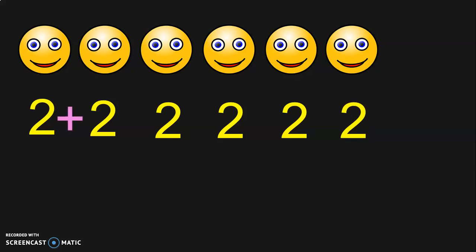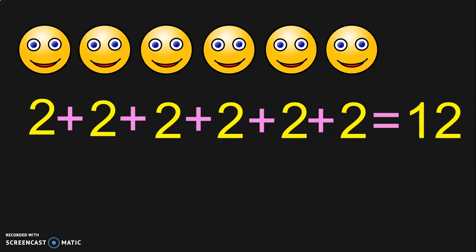Next, what do we do to find the total number of eyes? Do repeated addition. 2 plus 2 plus 2 plus 2 plus 2 plus 2. What do we get the answer to be? 2 plus 2 is 4. 4 plus 2 is 6. 6 plus 2 is 8. 8 plus 2 is 10. And 10 plus 2 is 12. So we have 12 eyes in all.